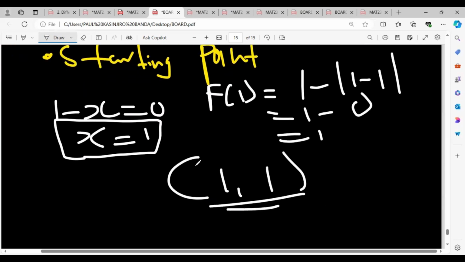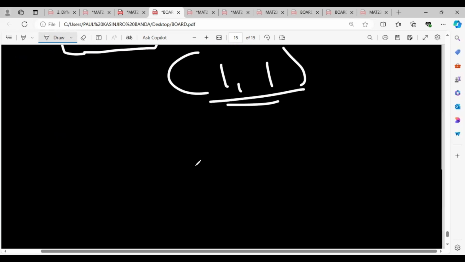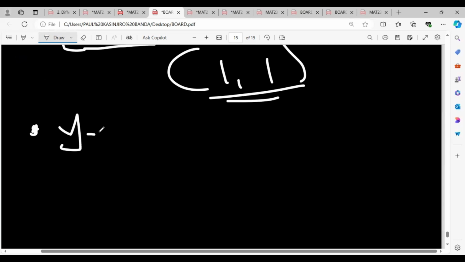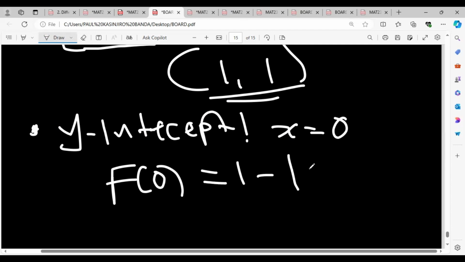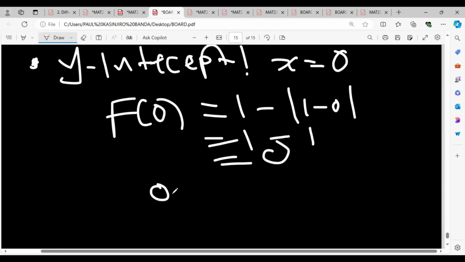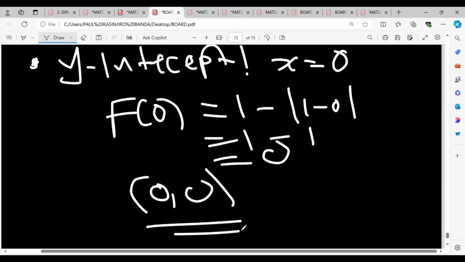And then after finding the starting point, you find the y-intercept. So how do you find the y-intercept? We just let x be 0, and then we solve that equation. So we are finding f of 0, not f of x. Yes, that's what we are doing. Okay, I almost got confused. So f of 0 in that function that we had, so we had 1 minus the modulus of 0 minus 1. Okay, so it means our y-intercept will just be 1 minus 1, which is equal to 0. So our y-intercept will be 0, 0.